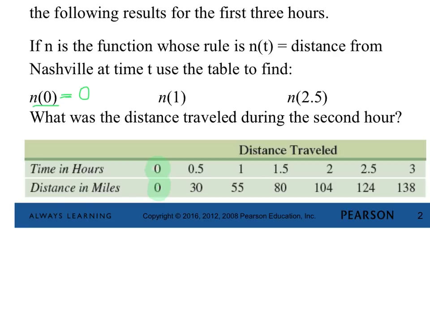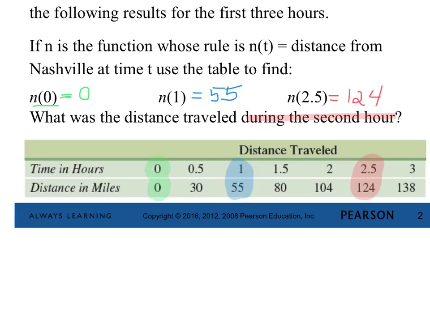But then by the time we have driven for 1 hour, we see that we have gone 55 miles. So n of 1 is 55. And we see that n of 2.5 is 124 miles. And the question then is, what was the distance traveled during the second hour?